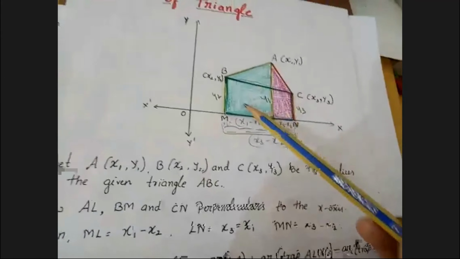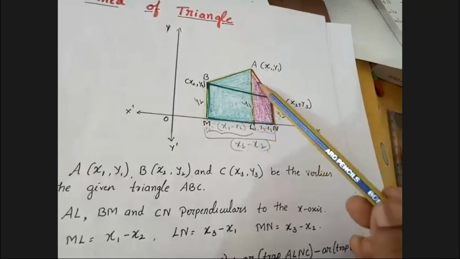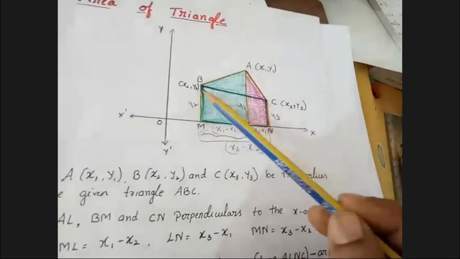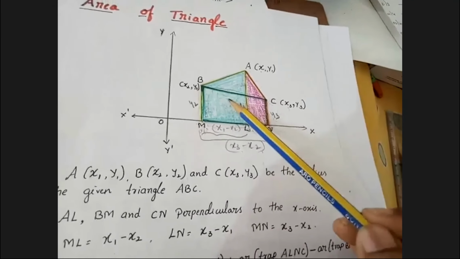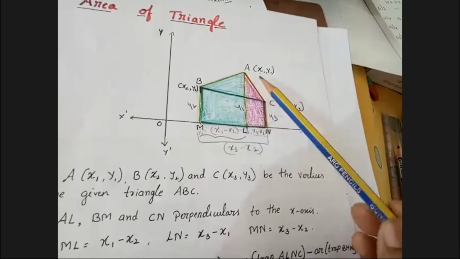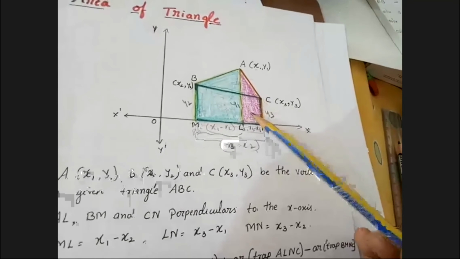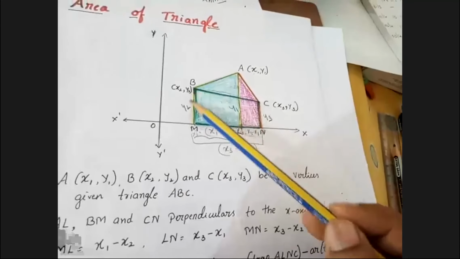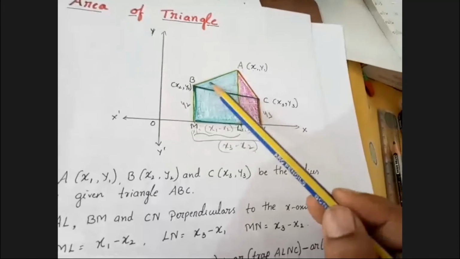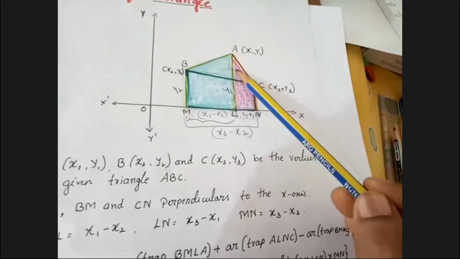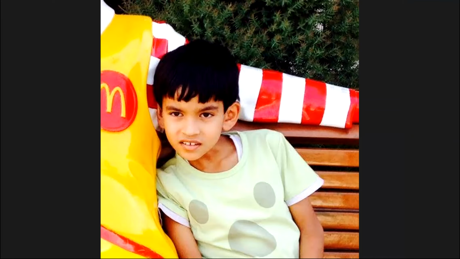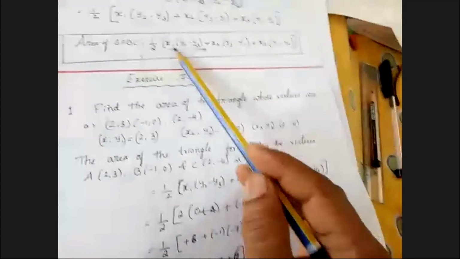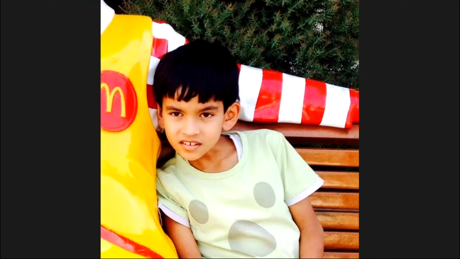Here you are seeing 3 trapeziums. This green color portion is one. This pink color portion is another trapezium. And both together, BMNC, is another trapezium. So the area of this ABML trapezium and the area of this ALNC trapezium you add, and if you subtract the area of this trapezium, we'll get only this area of ABC. Am I clear now? So finally, we'll get the area of triangle ABC.